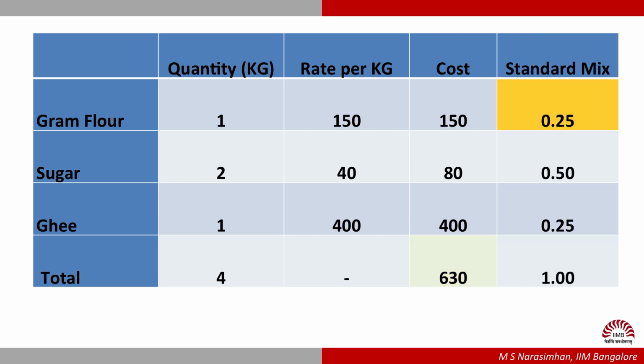The standard mix is 0.25 is to 0.5 is to 0.25, that is 1 is to 2 is to 1. 1 kg of flour, 2 kg of sugar and 1 kg of ghee. As she started preparing the sweet, she deviated a bit from the standard because she could not get the right form and flavor. She added a bit more sugar and ghee while preparing the sweet.